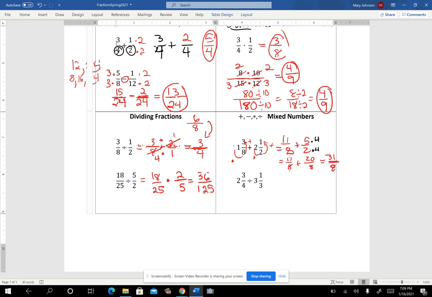All right, and then here we have division. So what I would recommend is that you convert it to an improper fraction. So you're going to multiply and then add. 2 times 4 is 8 plus 3 is 11 fourths. 3 times 3 is 9 plus 1 is 10 thirds. Remember how you just do that, multiplying, and then you add that 1.